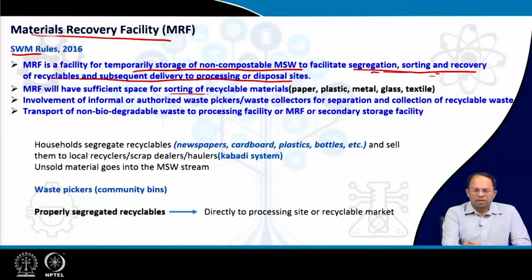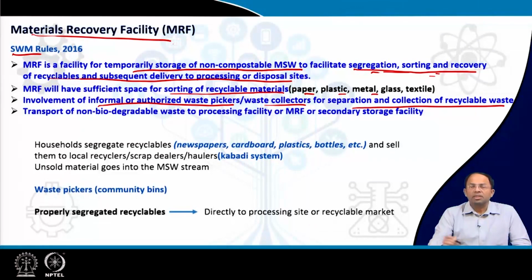An MRF will have sufficient space for sorting of recyclable materials like plastic, paper, metal, glass and textile and so on. And there has to be involvement of informal or authorized waste pickers or waste collectors for separation and collection of recyclable waste. So we engage informal workers usually for this. There could be mechanical processes also which we can involve, or it could be a mix of mechanical and manual processes. But usually in Indian conditions, based on the kind of waste we get, it's better to use manual segregation, and it's also affordable at this point of time. But in future, we may find that to be very costly, and we may have to totally shift to mechanized processes. Transport of non-biodegradable waste to the processing facility is also a part of this particular rule.